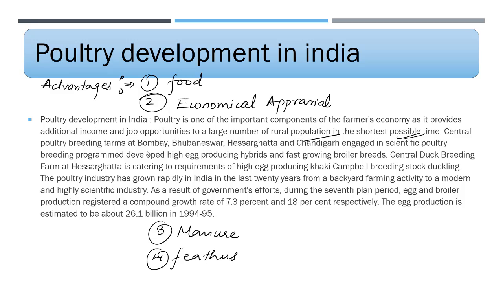Central poultry breeding farms at Bombay, Bhubaneswar, Hessarghatta, and Chandigarh engage in scientific poultry breeding programs and have developed high egg producing hybrids and fast growing broiler breeds. The Central duck breeding farm at Hessarghatta is catering to requirements of high egg production, khaki Campbell breeding stock and ducklings. The poultry industry has grown rapidly in India, and it is now a very important part of India's GDP. So this is all about poultry farming.